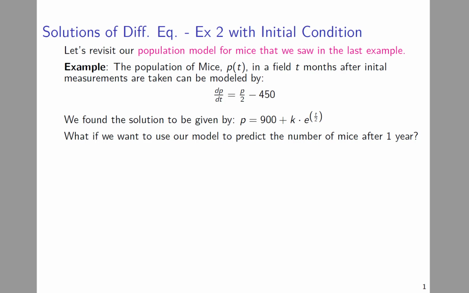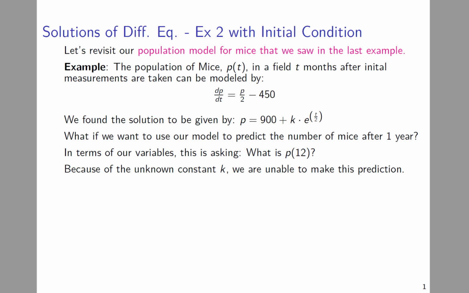But what if we wanted to use our model to predict the number of mice after 1 year? In terms of our variables, this is asking what is P at 12 months after the initial measurement was taken. Now, because of the unknown constant k, we are unable to make a prediction.